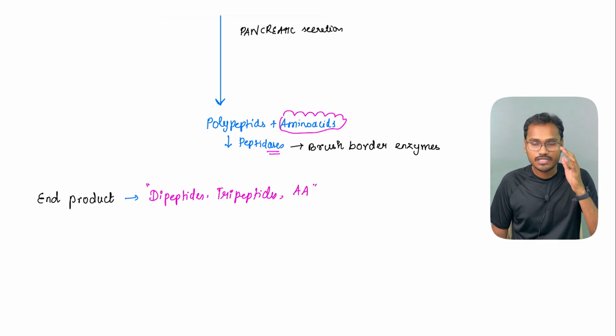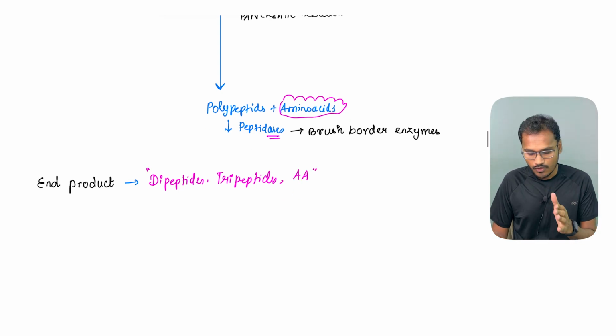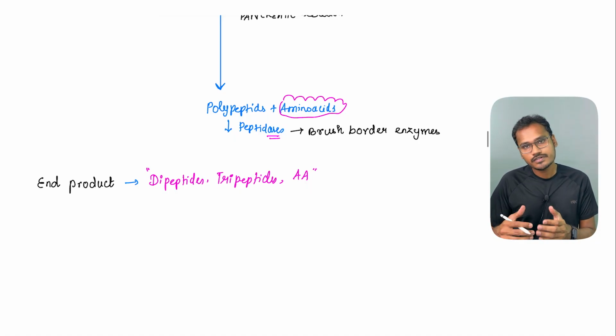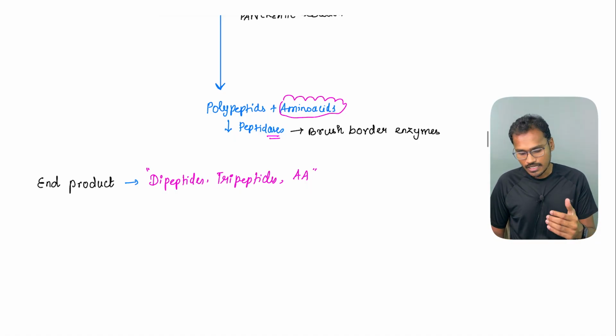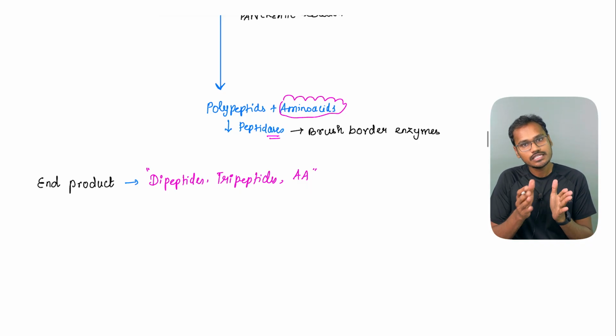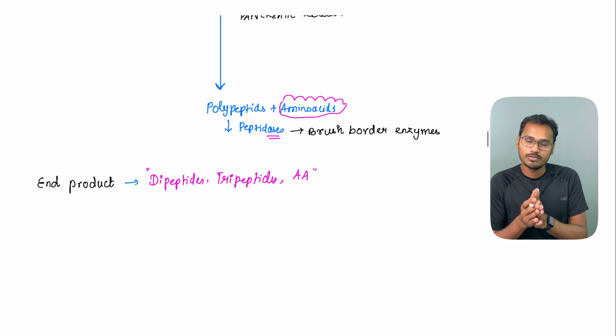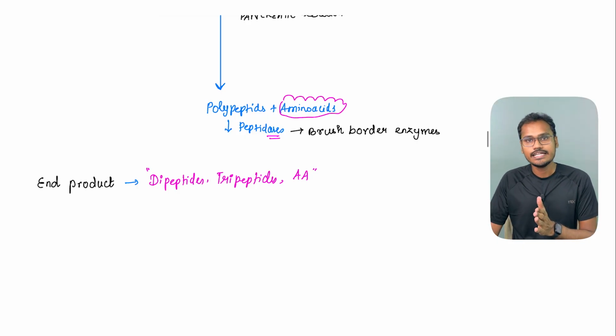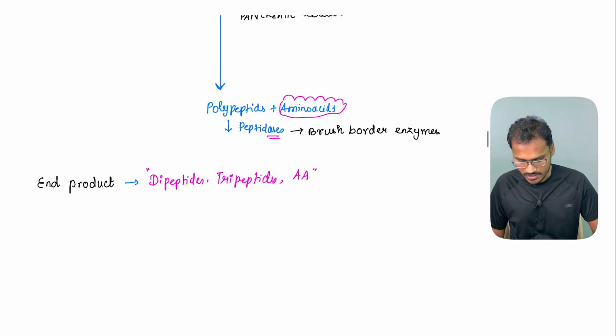Not everything will be broken down into an amino acid form in the lumen itself. These dipeptides and tripeptides further have to be broken down. So what will happen? It happens after the absorption is taking place. So these are the end products of digestion. After digestion, they have to be taken through the luminal side and sent to the basolateral side into the blood, just like we saw in the carbohydrate digestion.